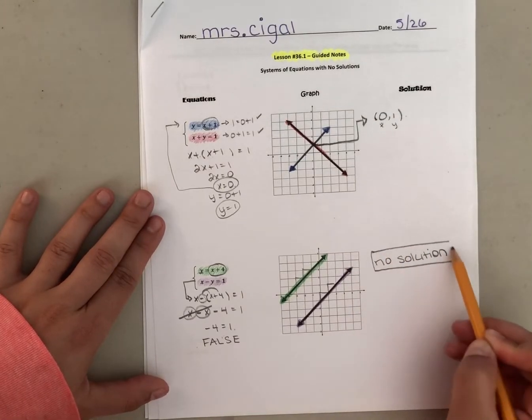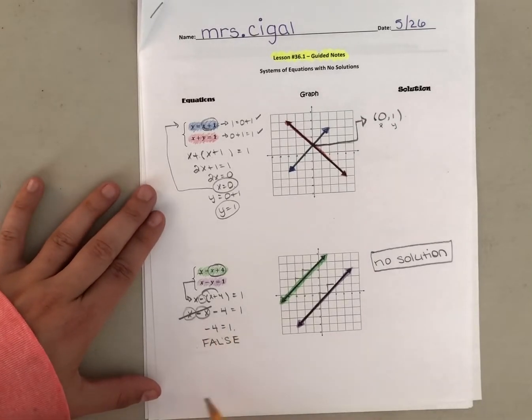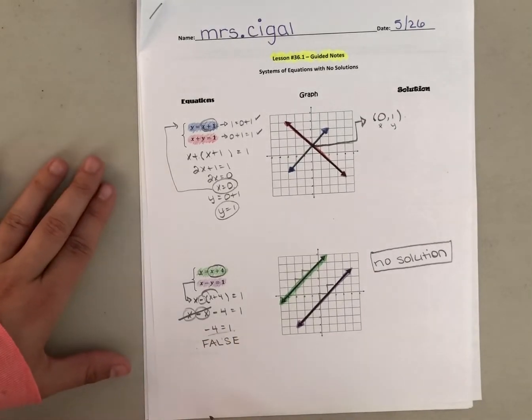So on a graph, it's because they're never going to touch. They have equal slopes. Algebraically, it's when the variables cancel and you have a false statement. We also could have seen this prior to algebraically solving or graphing.